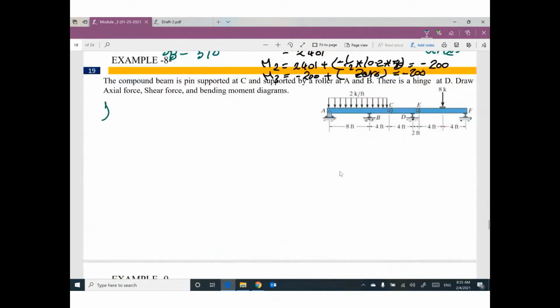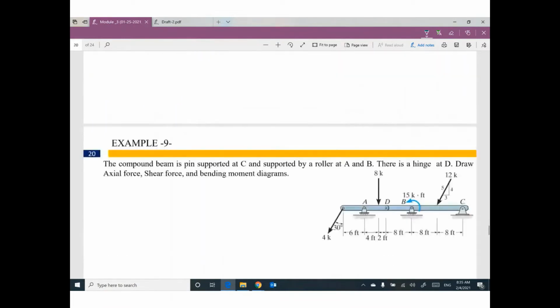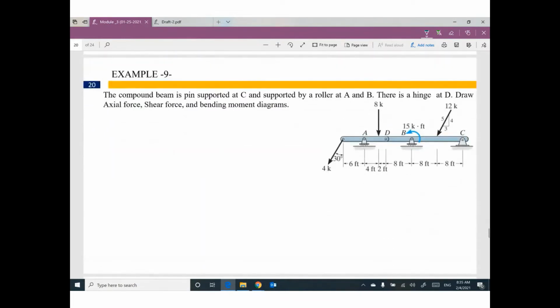Do this one as a homework. You don't need to submit it, but just do it for practice. Probably, I'm not sure, you can find this one in the exam. Let's do this problem. Let's do this one.